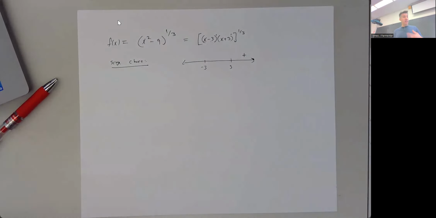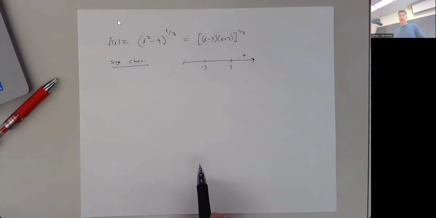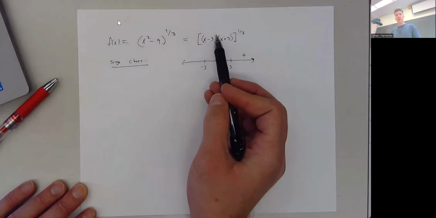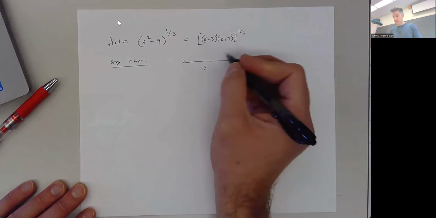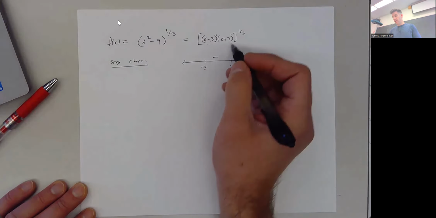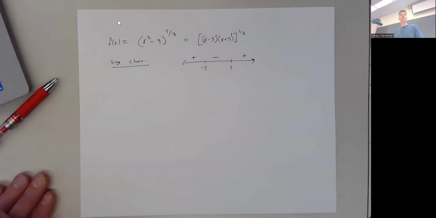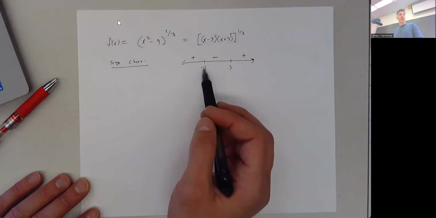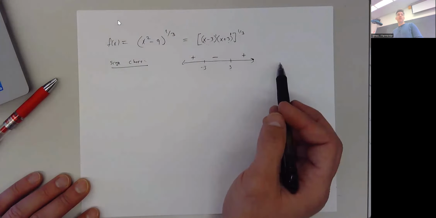And then instead of repeating that process by picking like 0 and -5, we're instead going to say 3 came from that factor. That factor has an odd power, which means the sign is going to change. -3 came from that factor. That factor also has an odd power, so the sign is going to change yet again. So currently we know that our function is above the x-axis, left of -3, below the x-axis between -3 and 3, and above the x-axis to the right of 3.